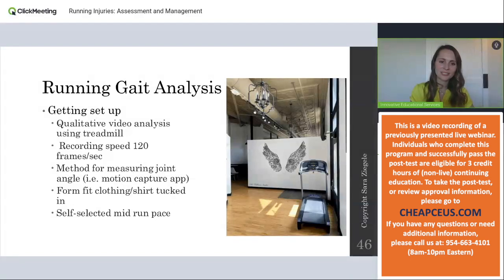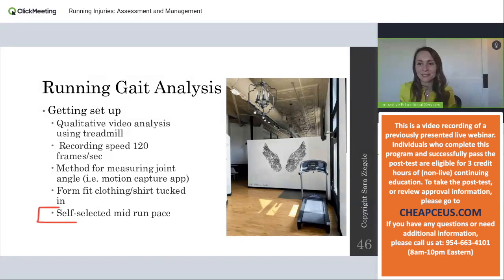There are a lot of paid versions out there, or you can use something that's more of a screenshot and measure type of app. There's lots of options that you can utilize. And you'll want your patient to be in more form-fitting clothes. It just helps you to see their angles better. Shirt tucked in is going to be the best way to be able to evaluate the pelvic alignment when we get to that point. And they'll always ask, how do you want me to run?